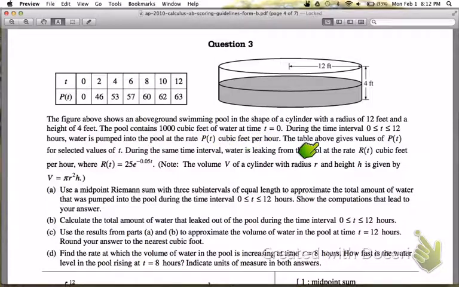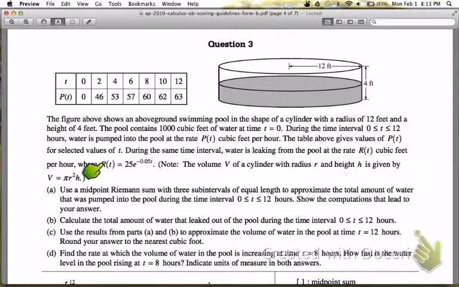It says during the time interval from 0 to 12, water is being pumped into the pool at a rate P of t cubic feet per hour. So here's the table depicting that. So you guys can see that at 0 hours, water is not being pumped in. At 2 hours, it's being pumped in at a rate of 46 cubic feet per hour, and so forth. It says during the same time interval, water is leaking from the pool at a rate R of t in cubic feet per hour.